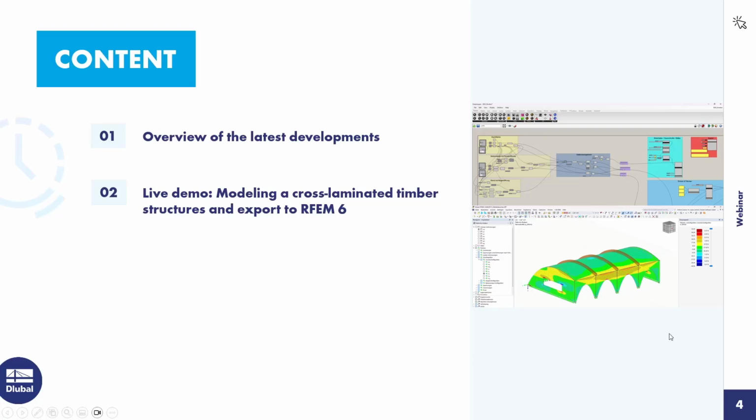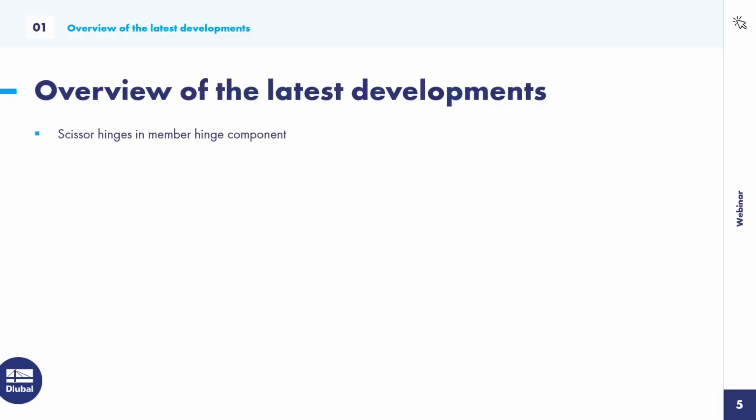Thank you very much, Andreas, for the introduction. I will continue with the content of today's webinar. In the beginning, I would like to give you an overview of the latest developments in a short PowerPoint presentation. And in the second chapter of today's webinar, I will do a live demonstration of the interface, the Dlubal Grasshopper link. This time I will start from scratch. That means I will create the Grasshopper algorithm and then the connection to RFEM 6 with our Dlubal plugin. So let's start with the latest developments in that area.